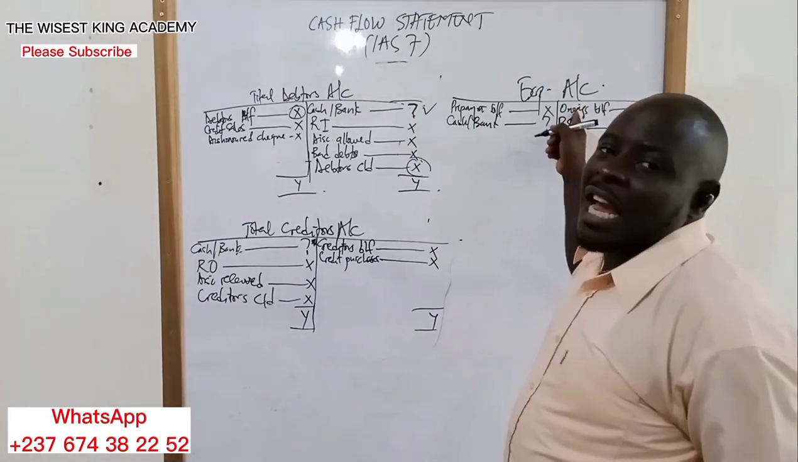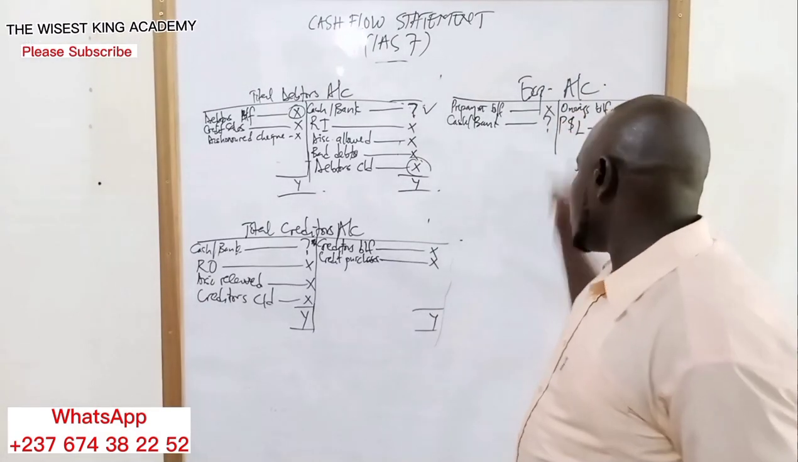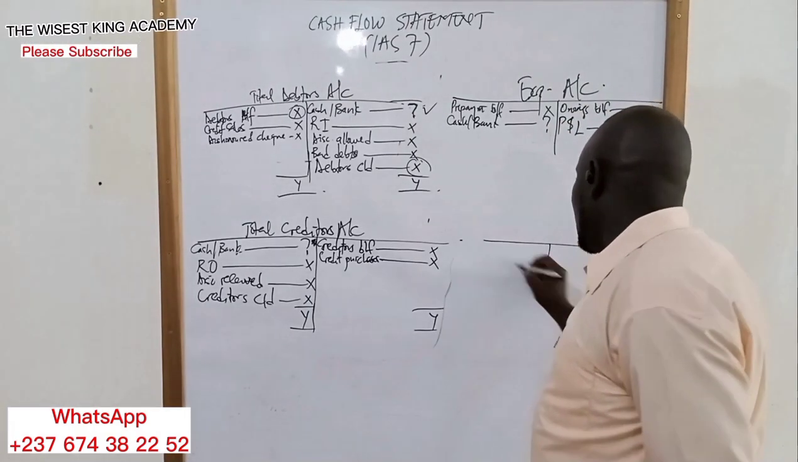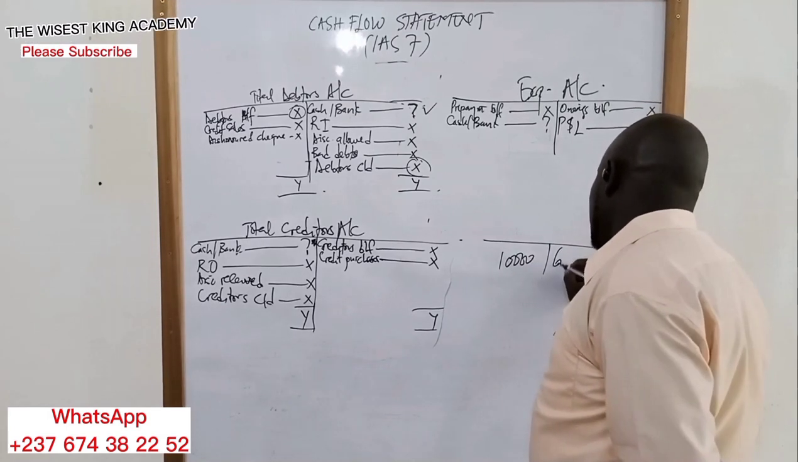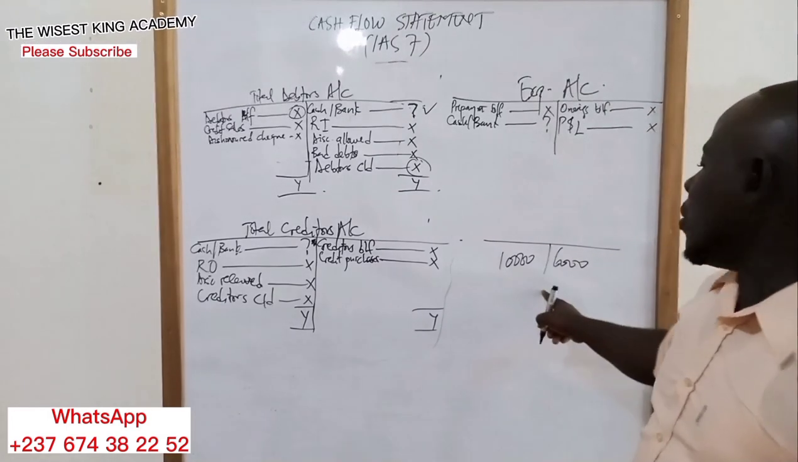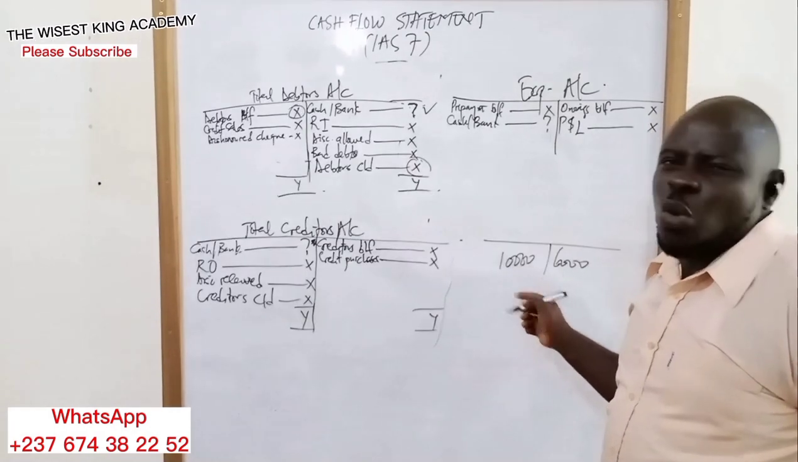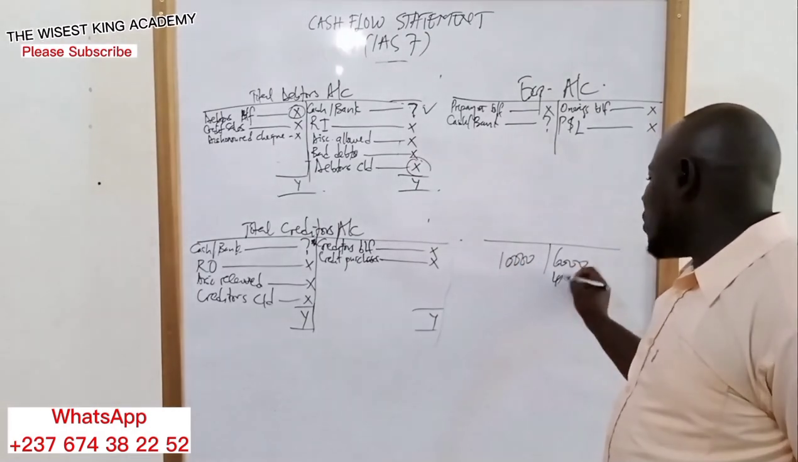Owing is a current liability, and liability means a credit balance. Look at this: this is 10,000, this is 6,000. Now, this account has a debit balance. So, where will the balance carry down go? It will come on the credit side.